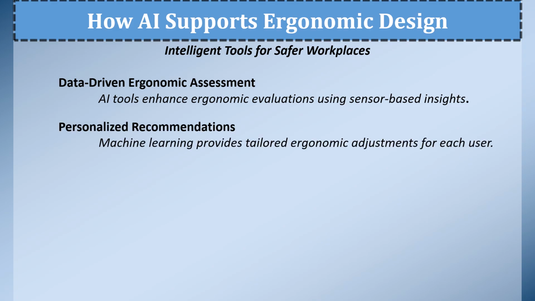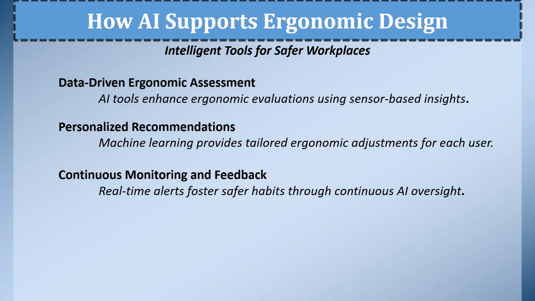Personalized recommendations. Machine learning algorithms adapt to individual behaviors and recommend improvements tailored to the user. For example, a system might suggest height adjustment based on a worker's unique posture trends. Personalization increases comfort and long-term adherence to ergonomic practice.